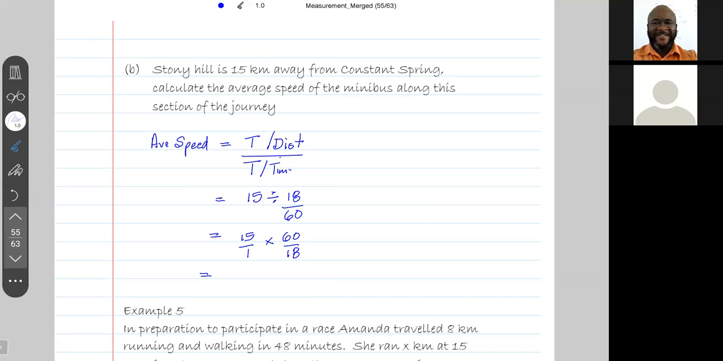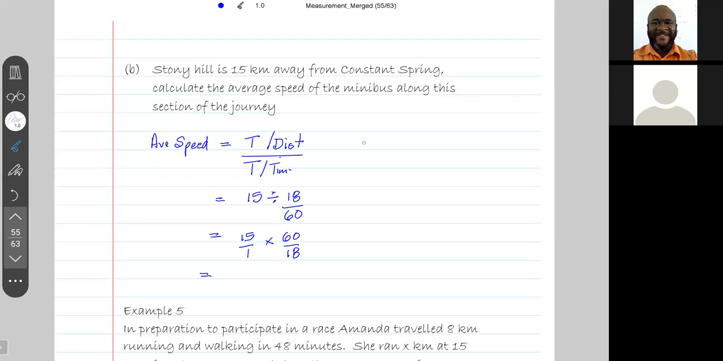What is the average speed? So the bus took 18 minutes to travel the journey. The journey is 15 kilometers. Now we want the average speed, which is the total distance divided by the total time. If I wanted to, I could have worked my time as a decimal, meaning 18 divided by 60, which is 0.3. So it would be 15 divided by 0.3.